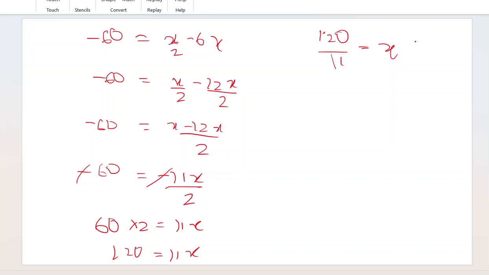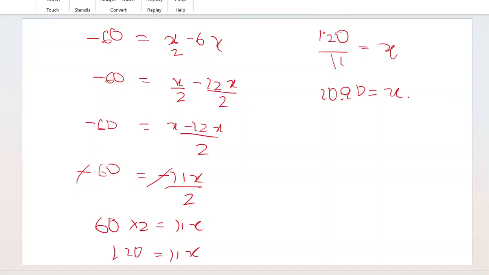Now this answer, you can calculate on your own. You can just use a calculator. 120 divided by 11 will be 10.90. That is the answer for x.